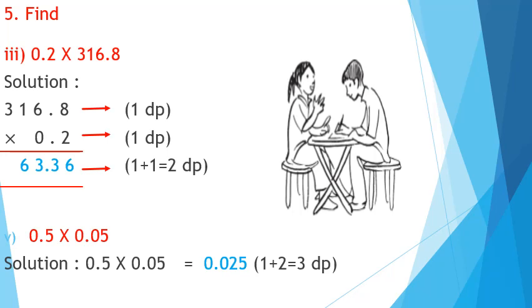So 25 has only 2 digits. So before putting the decimal point you can add one more 0 and then put the decimal point. So our answer will become 0.025. This is one digit multiplication. So you can write it directly and in the bracket write 1 plus 2 equal to 3 decimal places. Consider 0.5 and 0.05 as 5 multiplied by 5.